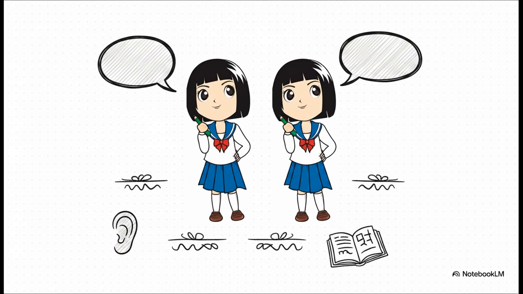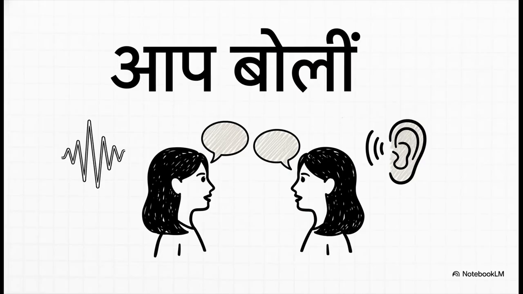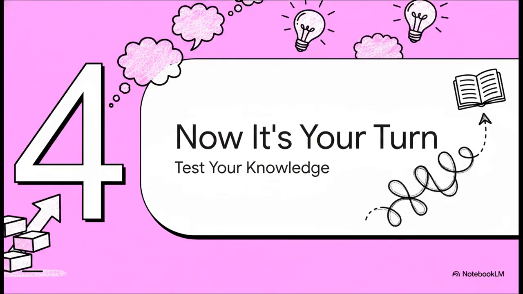Okay, now for a new scenario. This time we're talking to Sarah and Anna, so it's an all-feminine group. We want to say, you spoke. Since it's an all-female group, we use our other ending. It's aap bolin. Hear that little een sound? Let's give it a try. Aap bolin. You are doing so great.